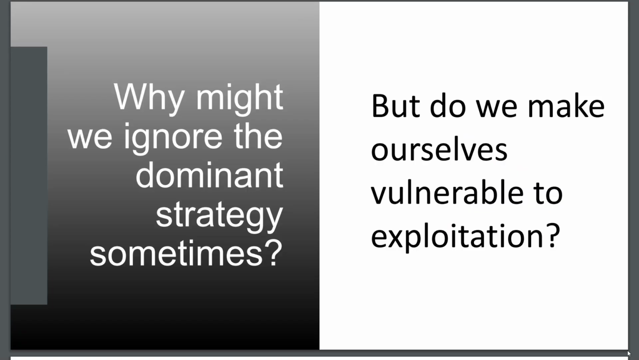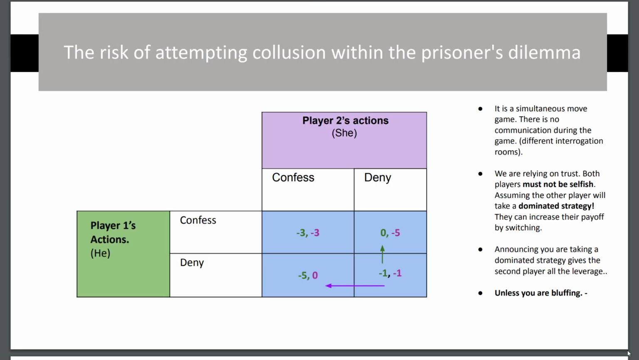But why might someone ignore the dominant strategy? Factors like trust, risk tolerance, and communication constraints play a significant role. For example, in the prisoner's dilemma, collusion is risky because each player has an incentive to betray the other for personal gain. This introduces the possibility of exploitation.